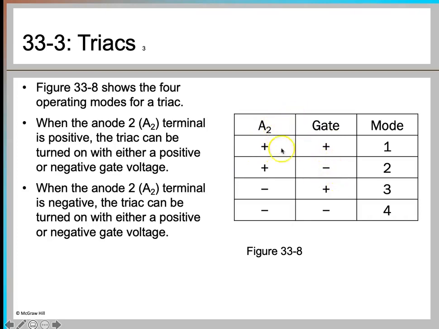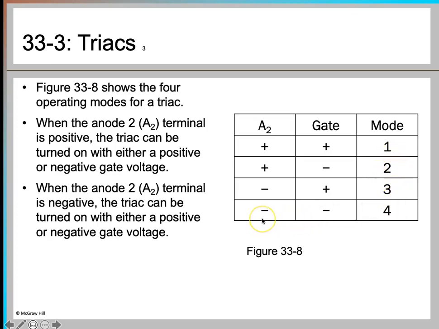When the anode is positive and the gate is positive, that is considered your first mode. And this mode requires less gate current. And when A2 is positive and gate is negative, this is called your second mode. And when A2 is negative, you're providing negative supply to the A2 anode, and your gate is positive, then you will be in the third mode of operation. And in the second and third modes, the triac requires higher gate current to trigger.